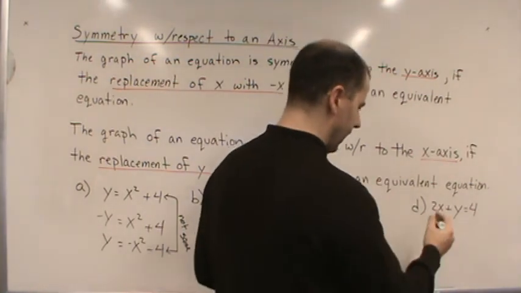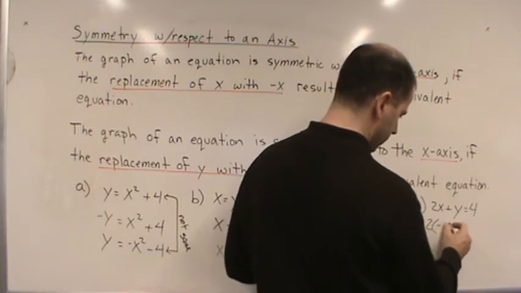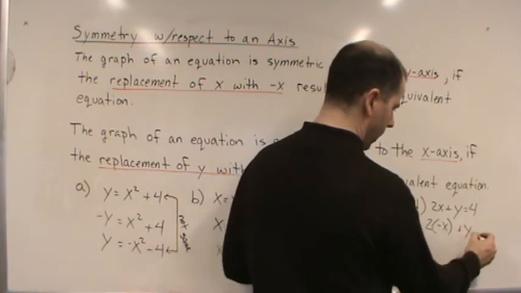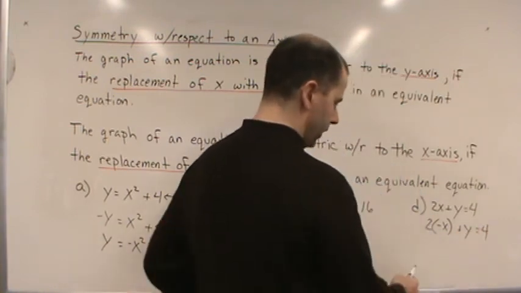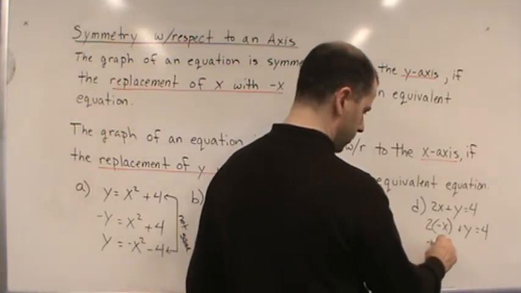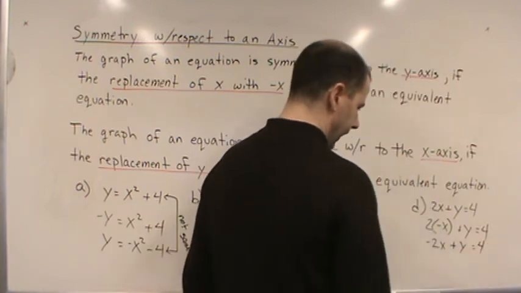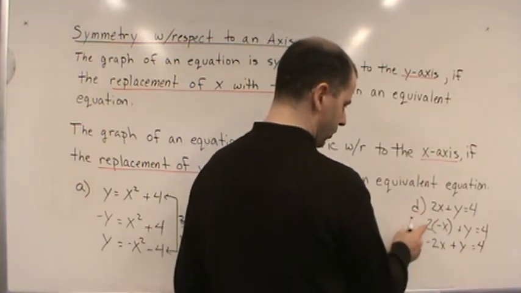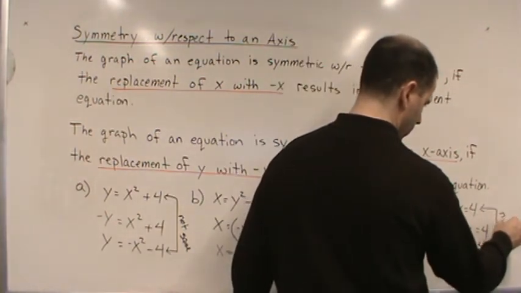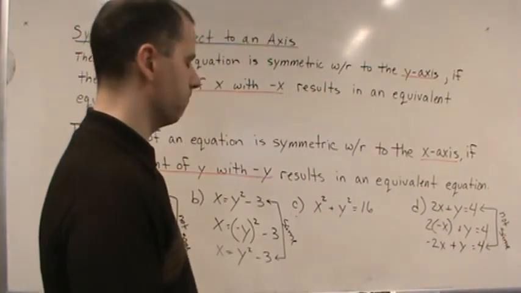Because again, let's just do it. So 2 times negative x, right? So I'm putting in parentheses, plus y equals 4. Well, now I'm going to pull out the negative 1 here, so this becomes a negative 2x plus y equals 4. And again, I do not get the same equation. Okay, so it's not the same.